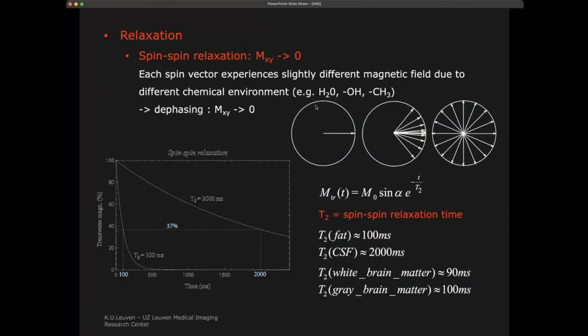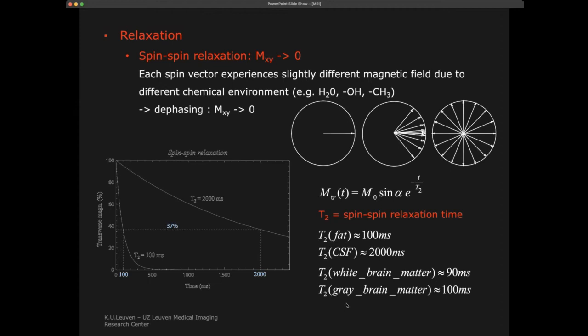So here is the same thing. Say that this is the XY plane. After the 90 degree pulse, the vector is in the XY plane and is rotating. Now, because all the individual protons that comprise this total vector start to rotate with a different phase, the resulting vector goes to zero. So if we have 100% of the vector that was flipped, after a certain period of time this becomes zero. The amplitude in the XY plane becomes zero. And the speed at which this decreases depends on the tissue. So this is called T2 relaxation.